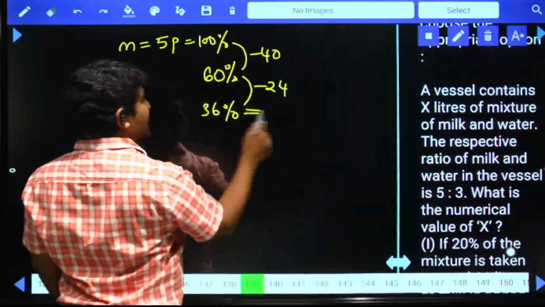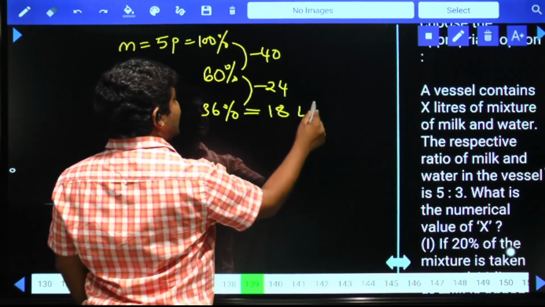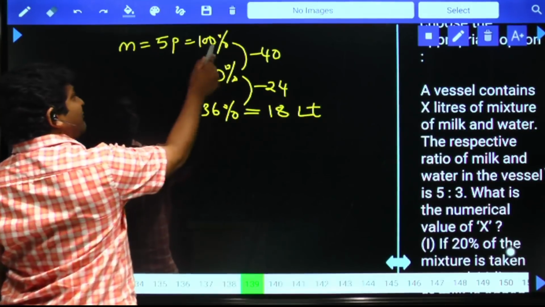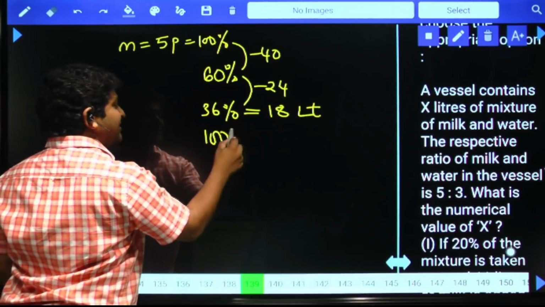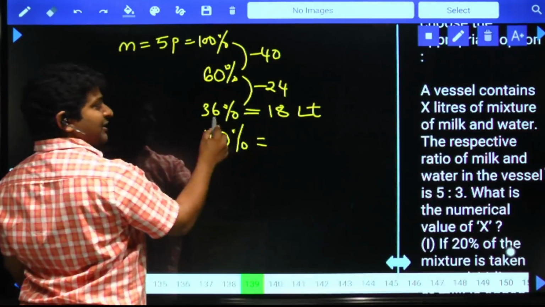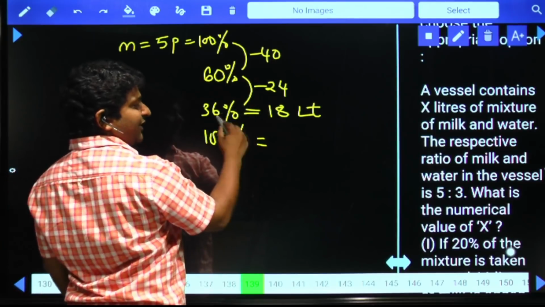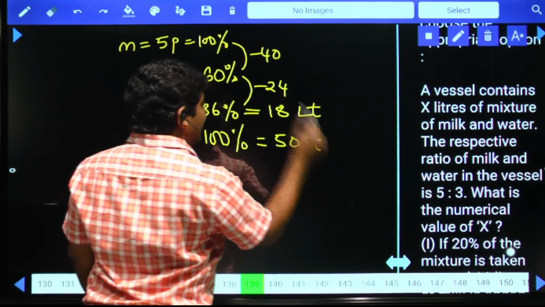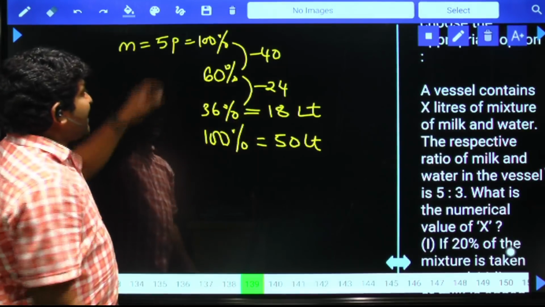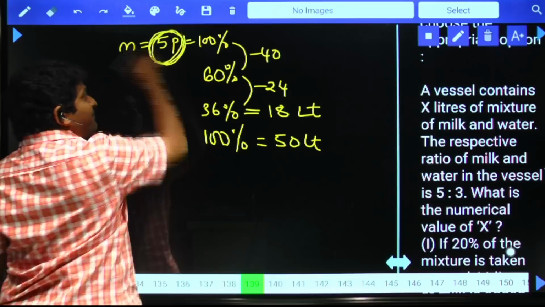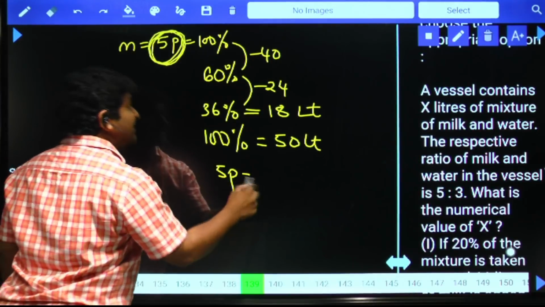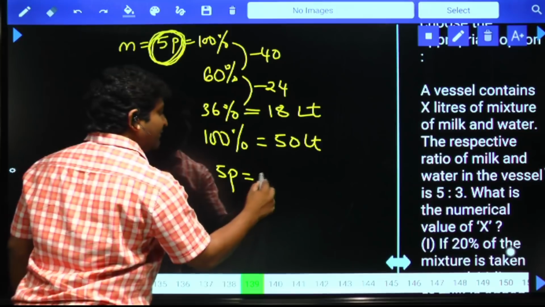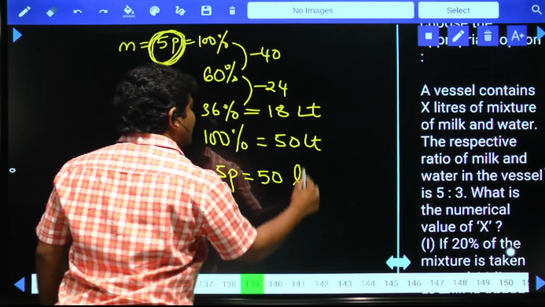If 36% is equal to 18 liters, initial milk we treated as 100%, that is equal to how much? 36%, half of 36 is 18. Half of 100 is 50. 50 liters we have. Milk is equal to 5 parts. If 5 parts is equal to 100%, which is equal to 50 liters, 5 parts is equal to 50 liters.